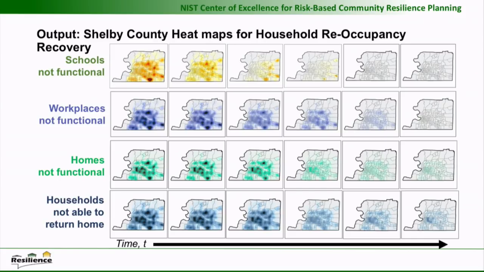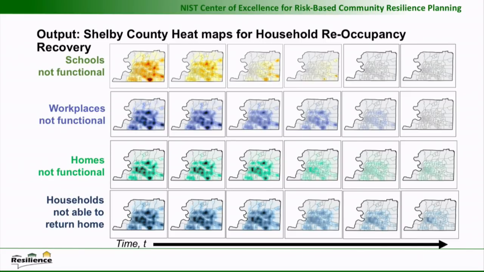One of the advantages of linking the population information with the building information is that we're able to generate a very fine resolution spatial analysis. What we are looking at here are different heat maps of the community, in this case Shelby County, which has about 900,000 people in the county area. We're looking at specifically where we can locate households where schools are not functional, where workplaces are not functional, where homes are not functional, and then at the end here where households are not able to return to their home. And this is done across both space and time.